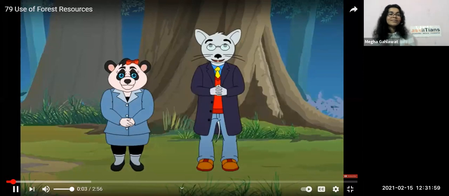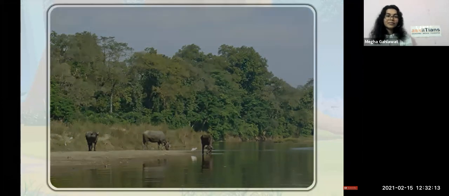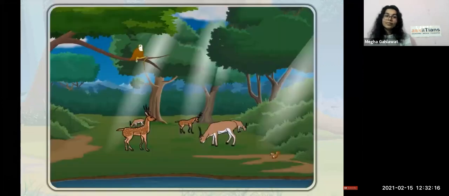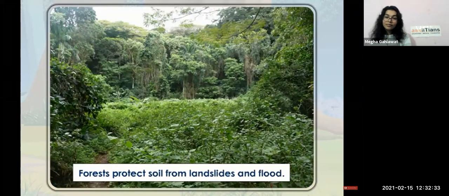Students, now let us look at the uses of forests. Students, forests are useful in many ways. Some of them are listed here for you. Students, forests protect and conserve important resources like water and soil. Forests protect soil from landslides and flood.